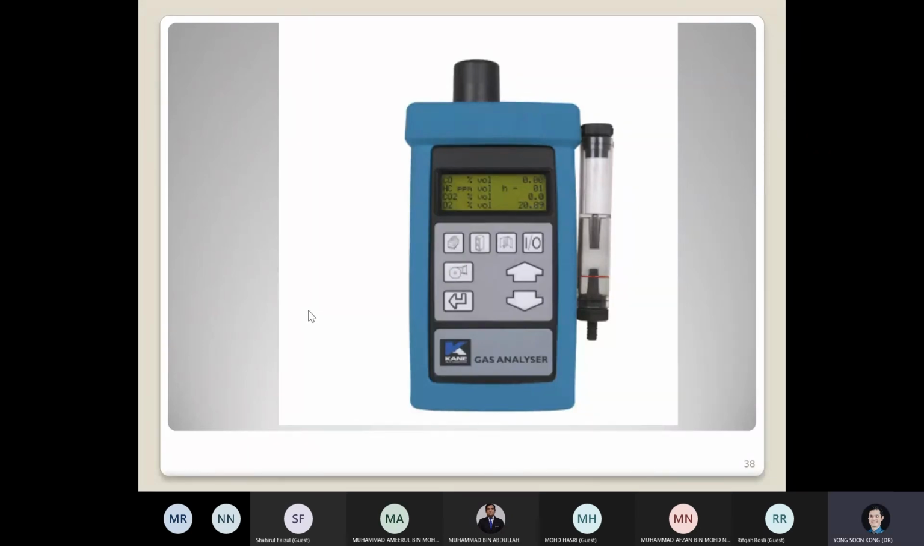Well, this one is not NDIR, but it's more of a personnel active sampler that is worn by a worker trying to detect a gas or contaminants indoor. So this one is not NDIR. NDIR is much bigger than that.